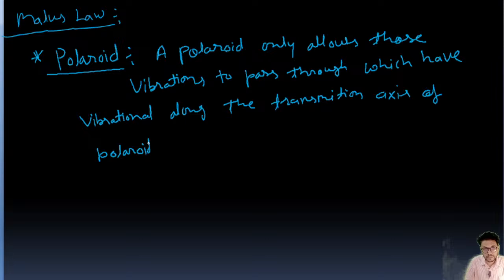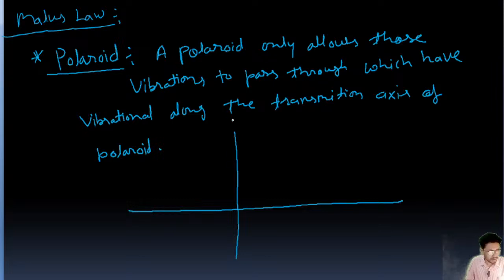So a polaroid only allows those vibrations whose plane is along the transmission axis of the polaroid. Only those vibrations the polaroid will allow. I'll explain it by example, then it will be easy. So this is the axis, this one.